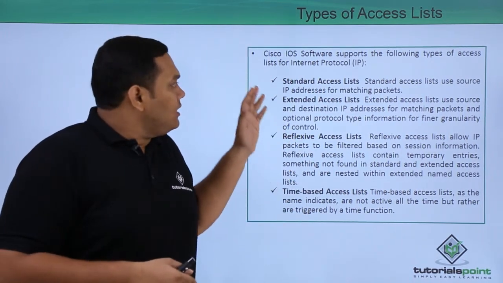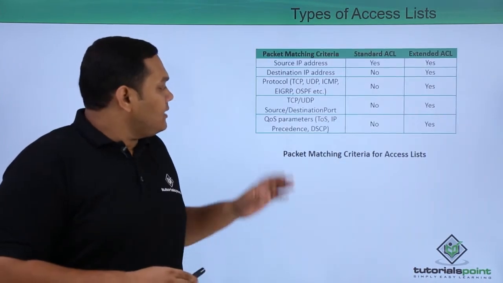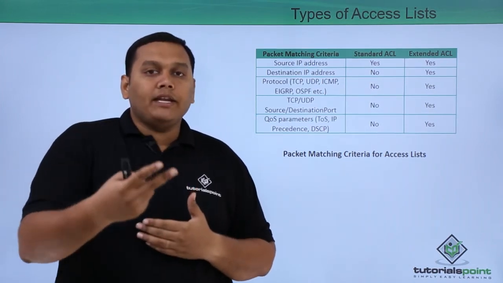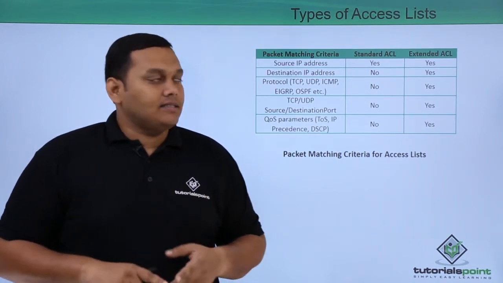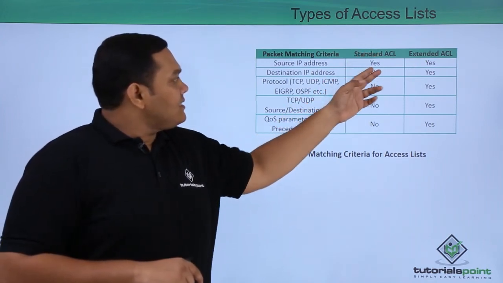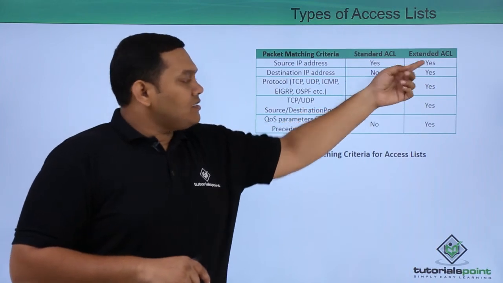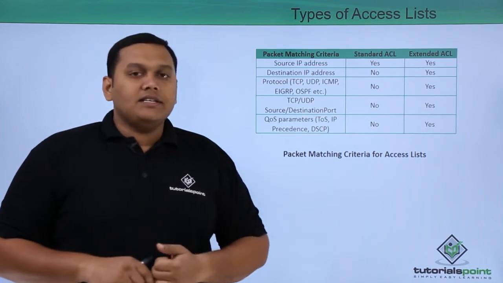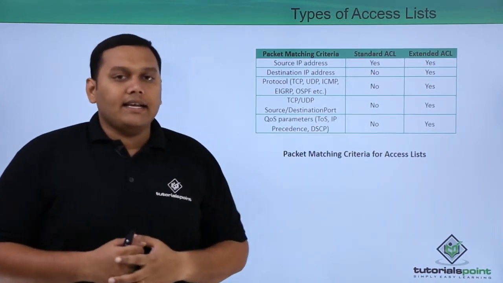So, these are the access list types, and we see a small table here of packet matching criteria for access lists, covering the two main important access lists. One is standard access list, the other one is extended access list. Coming to packet matching criteria, the standard access list considers the source IP address, and extended access list also considers the source IP address. The destination IP address is considered only in extended ACL but not in standard ACL.